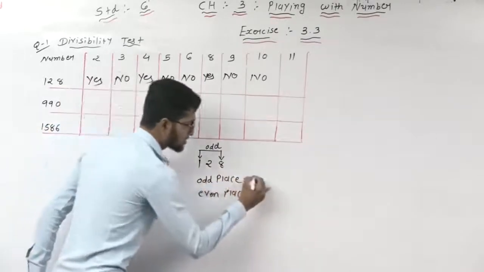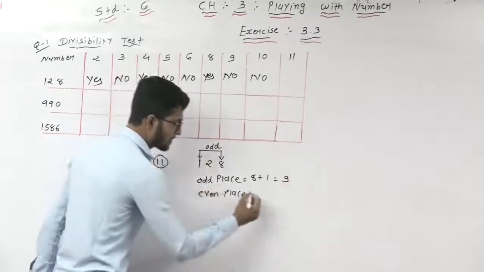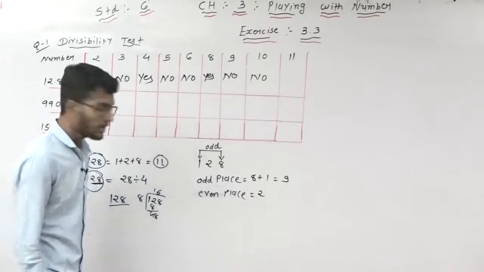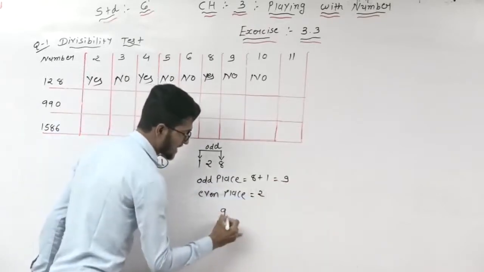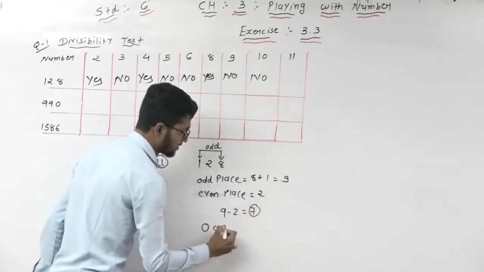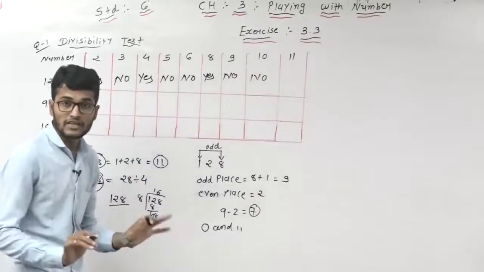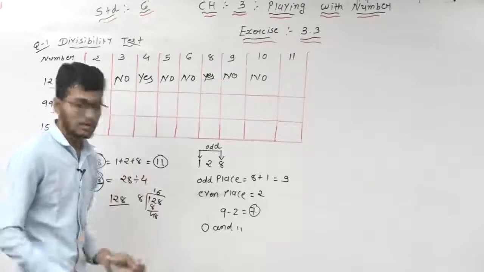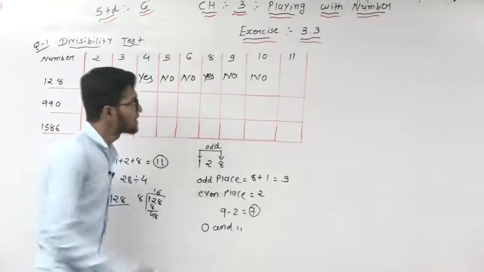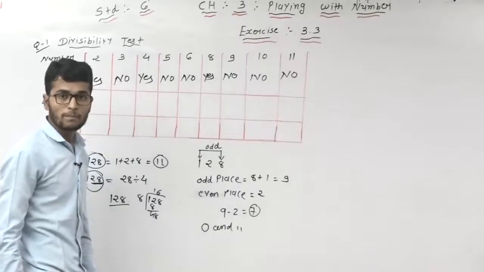So odd place में 8 plus 1. 8 plus 1 means 9. Then after that even में only 2. Okay? Now subtract these two numbers. It means 9 minus 2. 9 minus 2 means 7. If your answer is 0 or 11, then this number is divisible by 11. Otherwise not possible. So 7, 0 भी नहीं है और 11 के साथ भी नहीं है. Understand? So this number is not divided by 11. So write down no.